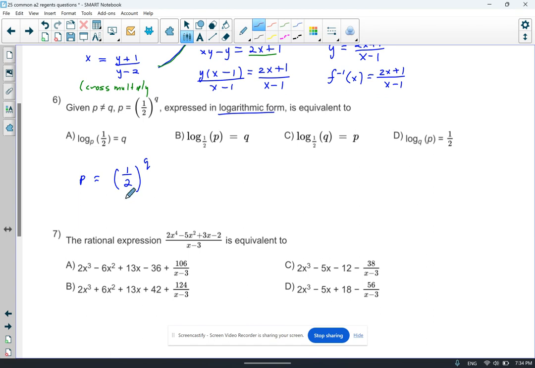Well, let's remember what each of the items is. Here's my base, here's my exponent, and here's my result. When something's in logarithmic form, the exponent is equal to log base b of n. So in this case, q is the exponent, and log means exponent. 2 base 1/2, the base is in the basement, needed to give you an answer of p. And then if we look closely, that's choice B.